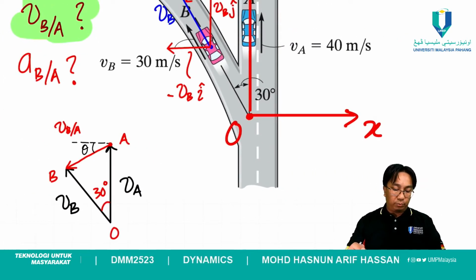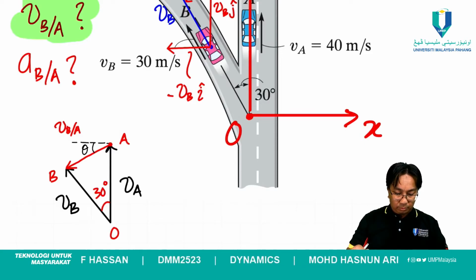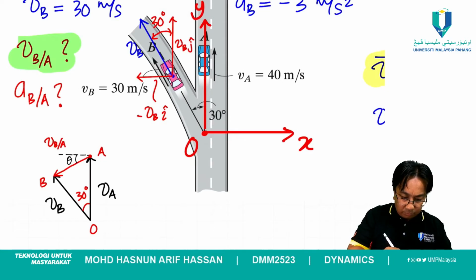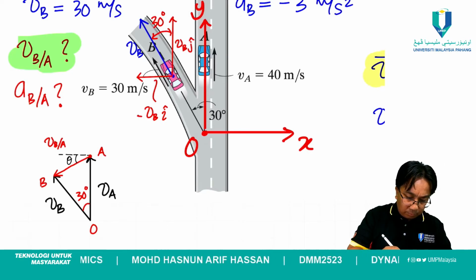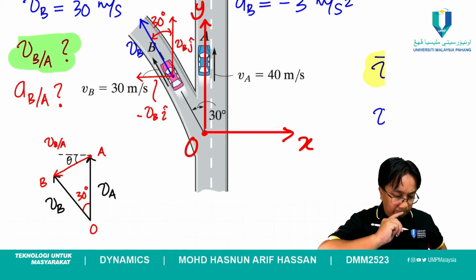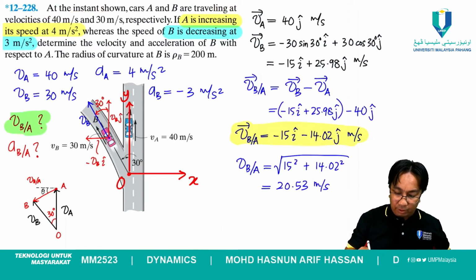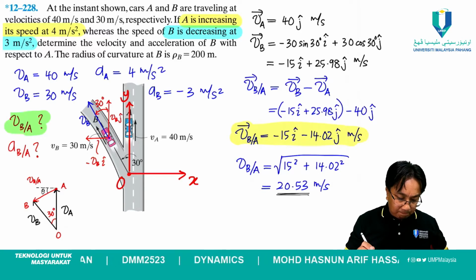Okay, that angle theta is the one that we want to find. So how do you find this? Cosine tu. Macam mana? Find the length of VBA. VBA, yes. Kita dah dapat dah length of VBA, which is this 20.53. So basically kita boleh guna sine rule.